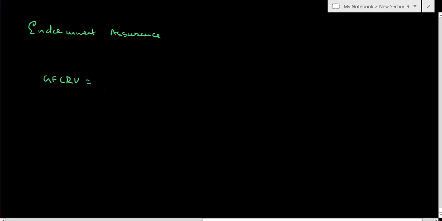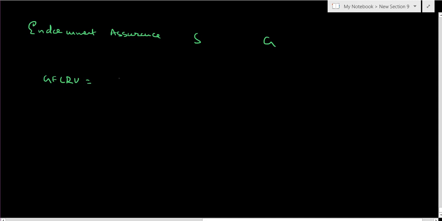So what would be the gross future loss random variable if there is an endowment assurance of an amount S, where all the previous notations are used and the premium is G and everything, and the benefits are payable at the end of the year of death, or at survival. Okay, so that's the question.